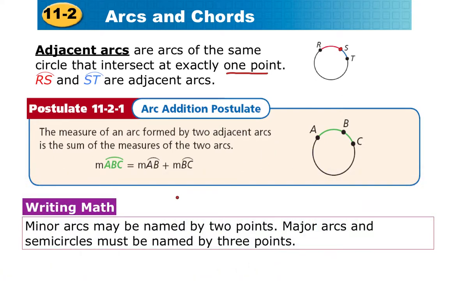For this section, minor arcs may be named by 2 points. Major arcs and semicircles must be named by 3 points. Next slide.